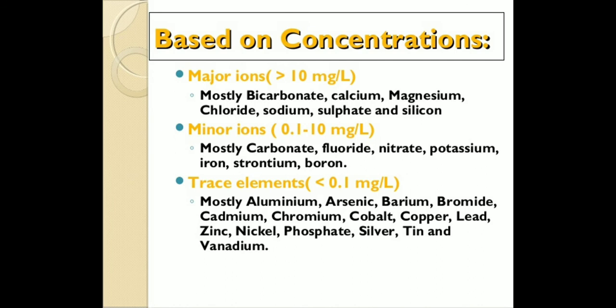So in this way we have discussed the classification based on concentration. In that first, major ions. Major ions means more than 10 milligram per liter. Dissolved ion proportion is more than 10 milligram per liter in water. In that we have mostly bicarbonates, calcium, magnesium, chloride, sodium, sulfate and silicon.